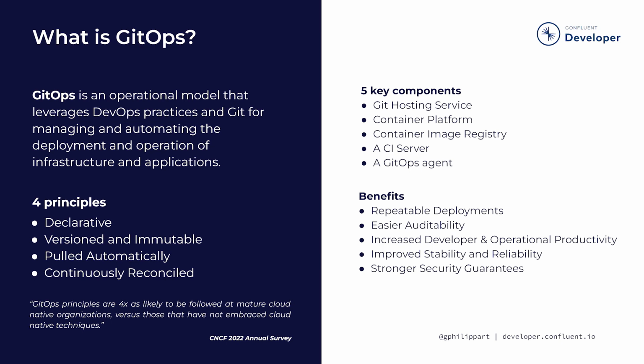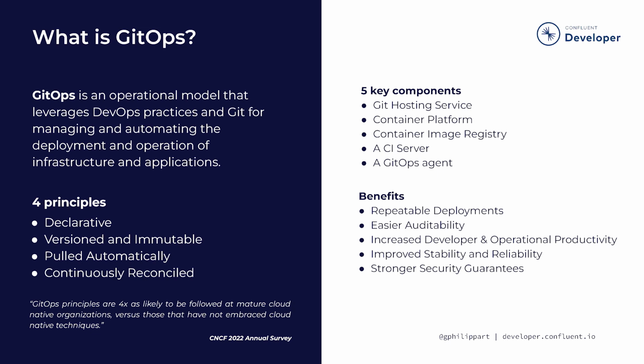GitOps extends the principle of DevOps, utilizing Git to describe and automate the desired state of infrastructure and application, enhancing practices like infrastructure as code and CI/CD pipelines. By adopting GitOps, organizations can achieve numerous benefits, including repeatable deployments, easier auditability, increased developer and operational productivity, improved stability and reliability, and stronger security guarantees.